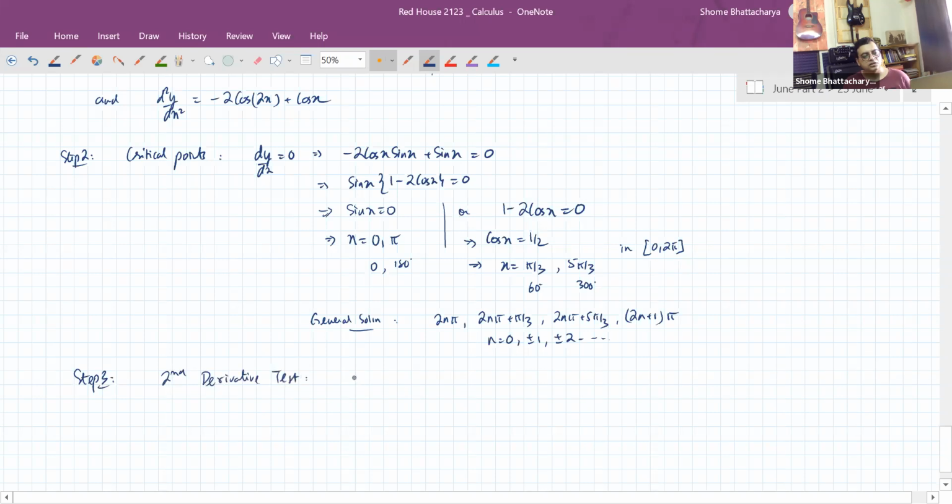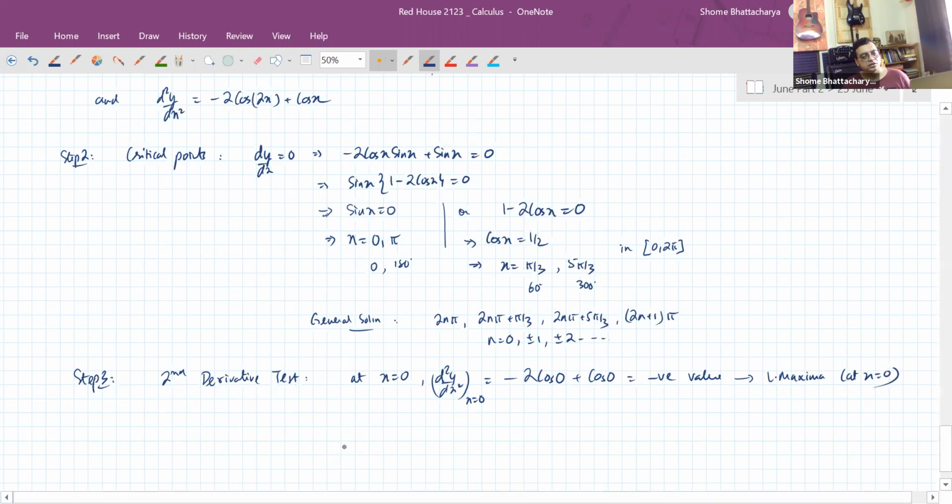So let's start with the first one. At x equal to 0, the second derivative's value is how much? Now see, this is the second derivative, so it is minus 2 cos 0 plus cos 0. So that's a negative value. It's minus 1. So we have a local maxima at x equal to 0.